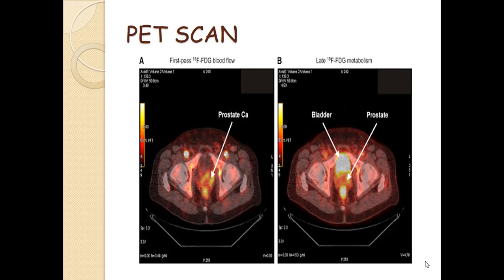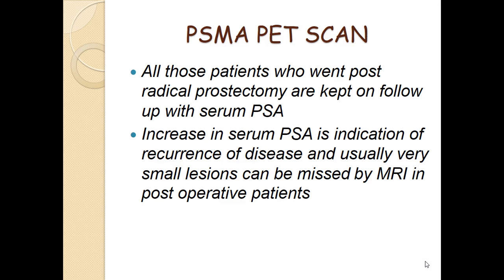So this is a CA prostate. We can see increased uptake of the lesion. So this is again the prostate specific membrane antigen PET scan. It is a specific PET scan for the detection of prostate cancer anywhere else in the body.